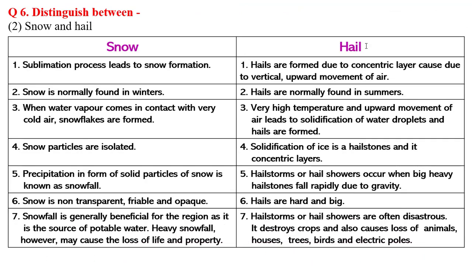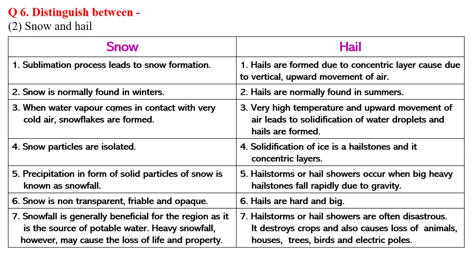Now next. Second, snow and hail. The answer is snow, hail. Snow first. The sublimation process leads to snow formation. Hail first. Hails are formed due to concentric layers caused by the vertical upward movement of air. Snow second. Snow is normally found in winters. Hail second. Hails are normally found in summers.